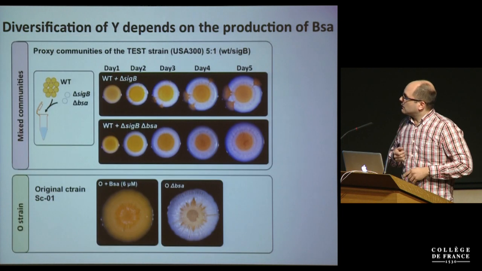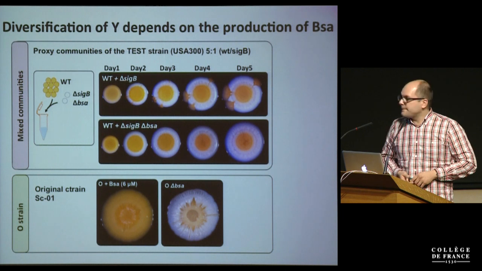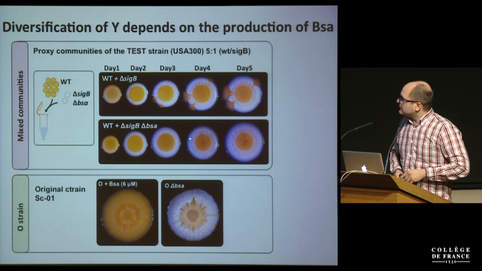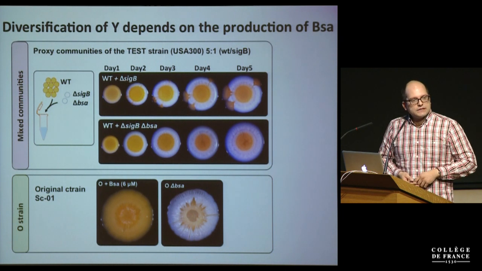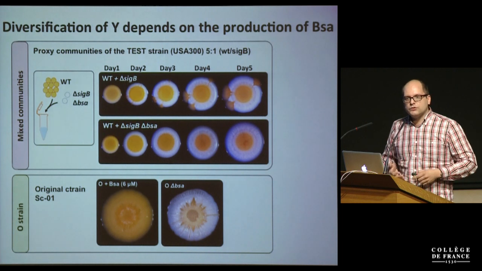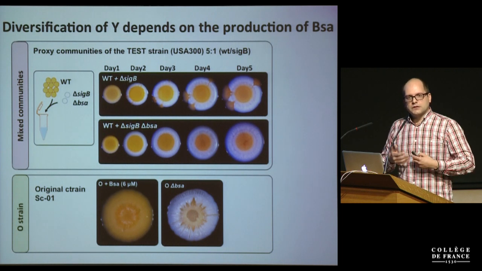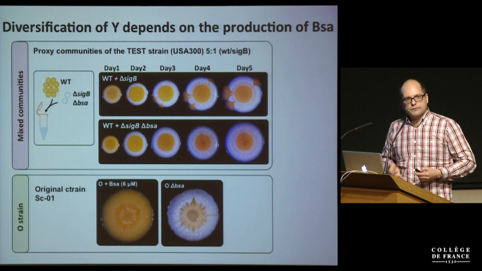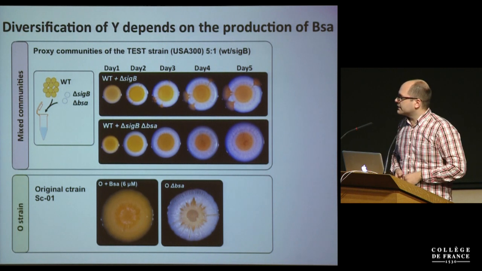First, when we do the same artificial assay, but instead of mixing sigma B, we mix sigma B double mutant with the antibiotic, we are able to still see how the white strain grows faster than the origin, but we do not see flares coming out. So it seems like the absence of BSA prevents the formation of flares.